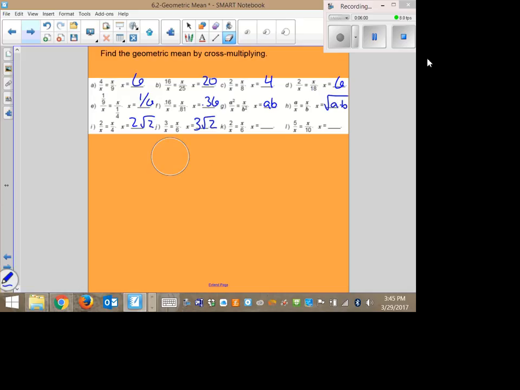And then k, we're going to get the square root of 12, which we can simplify to 2 square root of 3. And then L, we get the square root of 50, so we get 5 square root of 2. So go back to the beginning of this page if you still want to see how to do some of this, but you should see the pattern. Come in and ask for questions.